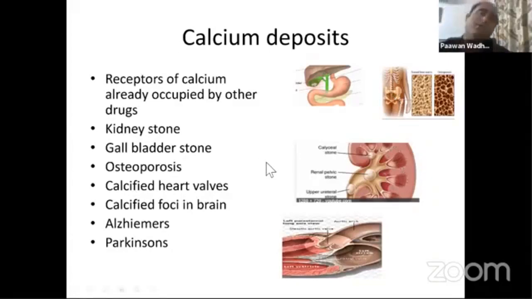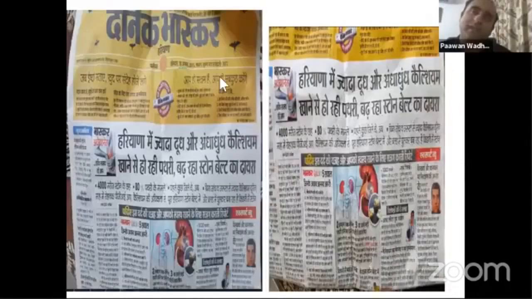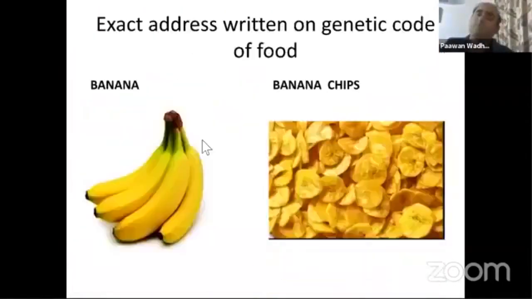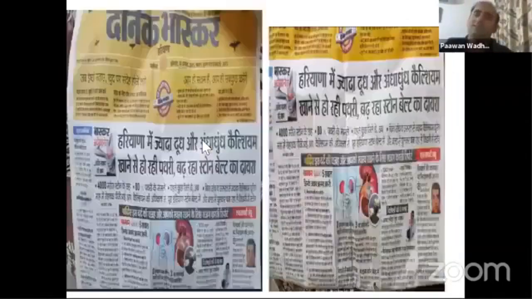In the local newspaper of the area where I live, Panipat, in 2016 Dainik Bhaskar, a leading newspaper, published a big report that in Haryana, excess milk and indiscriminate calcium intake are causing kidney stones, and the stone belt is expanding. It means people are taking a lot of milk and calcium tablets, and among them the rate of stone formation is very high. So if you're not eating natural foods, you will develop more and more disease, right?